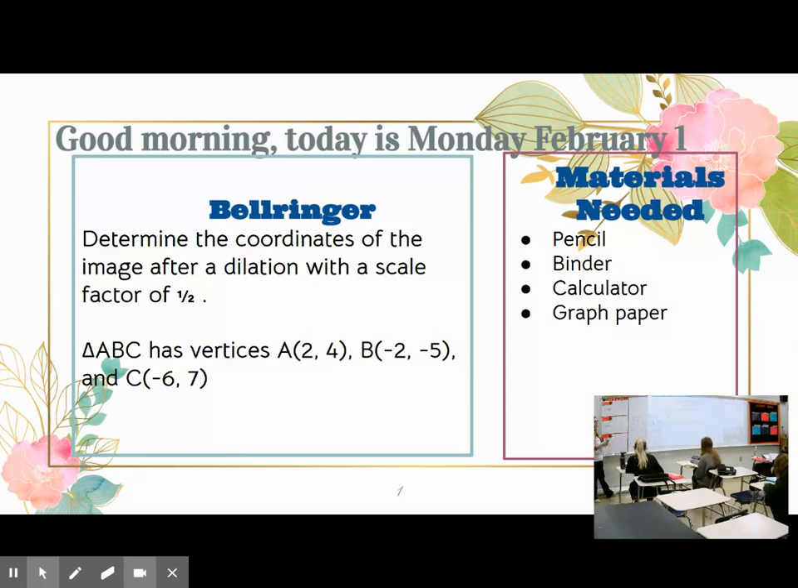Okay, good question. What other questions do you have for me? All right, just as a review, remember to find your scale factor. It's CP prime over the length of CP.